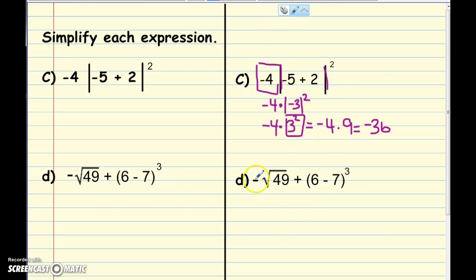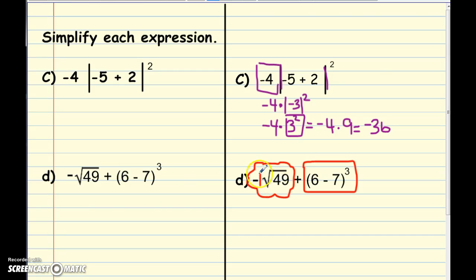We have a -√49 plus the quantity of 6 minus 7 to the 3rd power. We have a couple of different things going on here. First of all, I notice that there's kind of 2 separate problems within one. We have 6 minus 7 to the 3rd power, and we have this -√49. Now notice 49 is the only thing under that square root symbol, not the 6 minus 7 to the 3rd. So I need to focus on what number times itself makes 49.